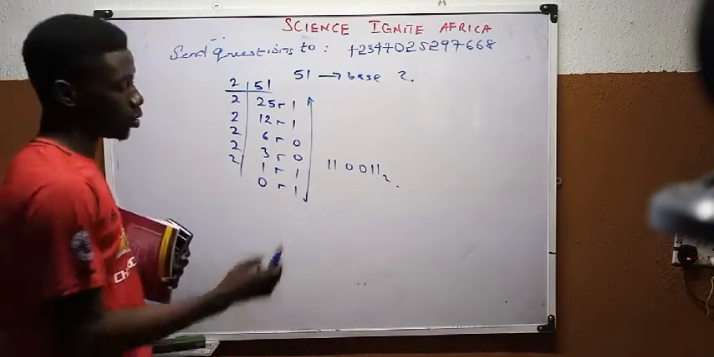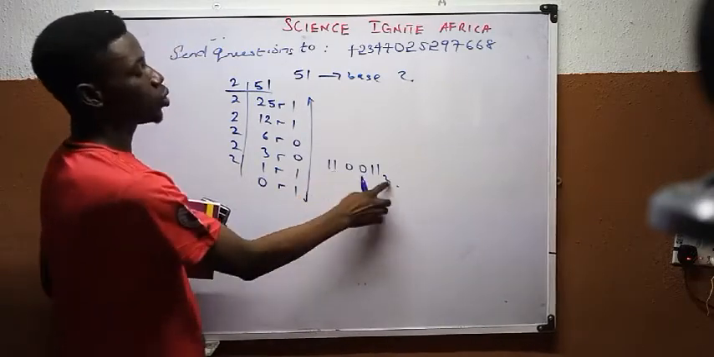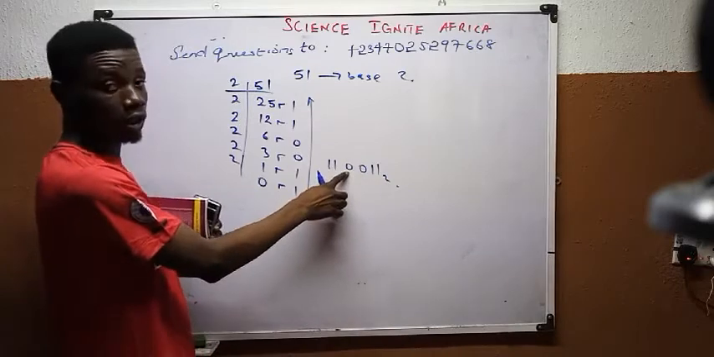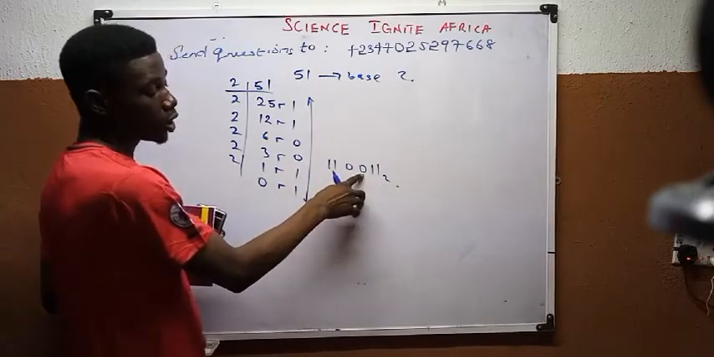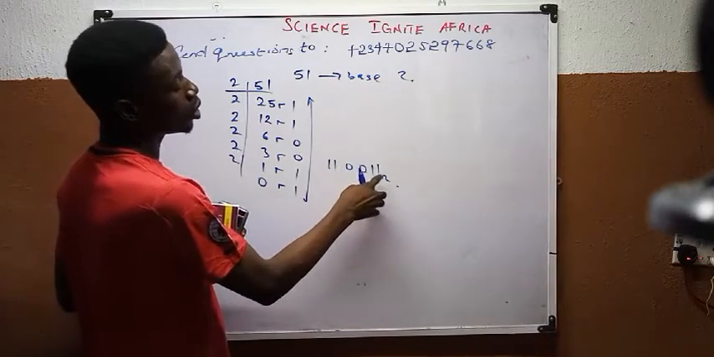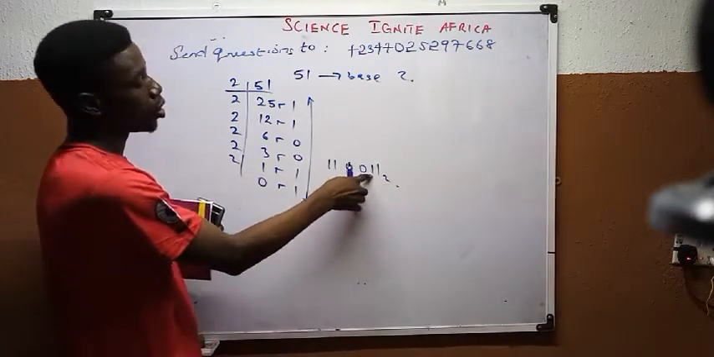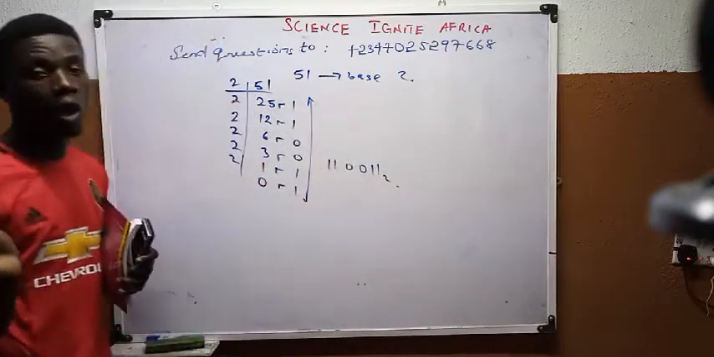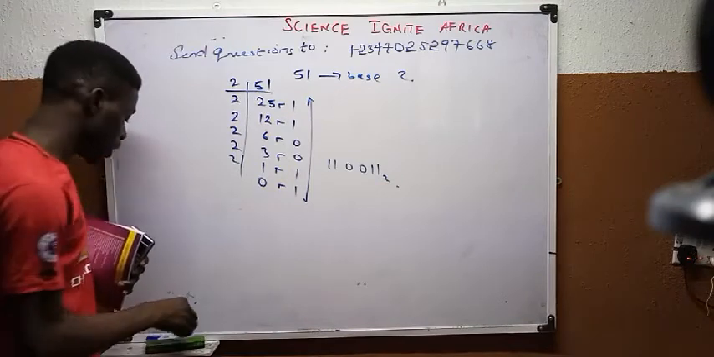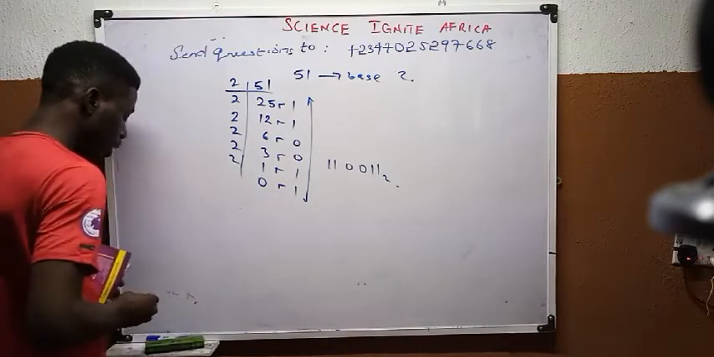Let's confirm if that's actually true using our method. 1 times 2 is 2. 2 plus 1 is 3. 3 times 2 is 6. 6 plus 0 is 6. 6 times 2 will be 12. 12 plus 0 is still 12. So 12 times 2 is 24. 24 plus 1 is 25. 25 times 2 is 50. 50 plus 1, 51. You can see that's very correct. So that's that about that question.